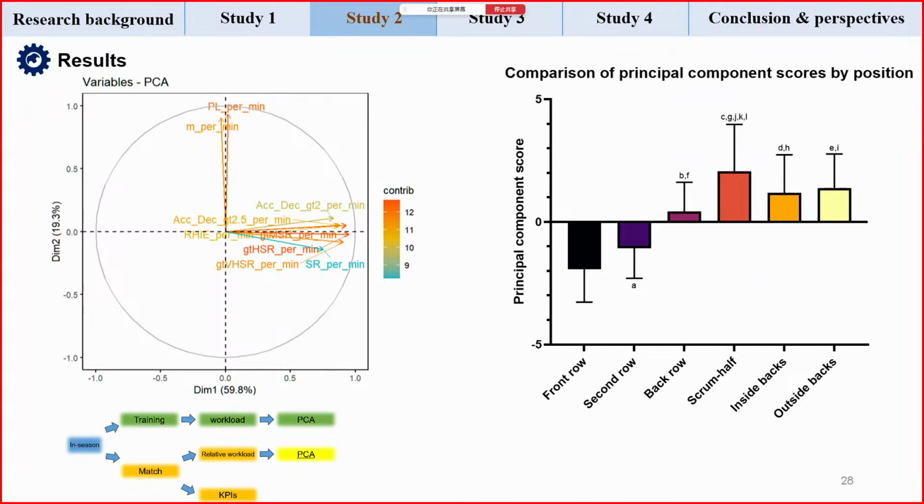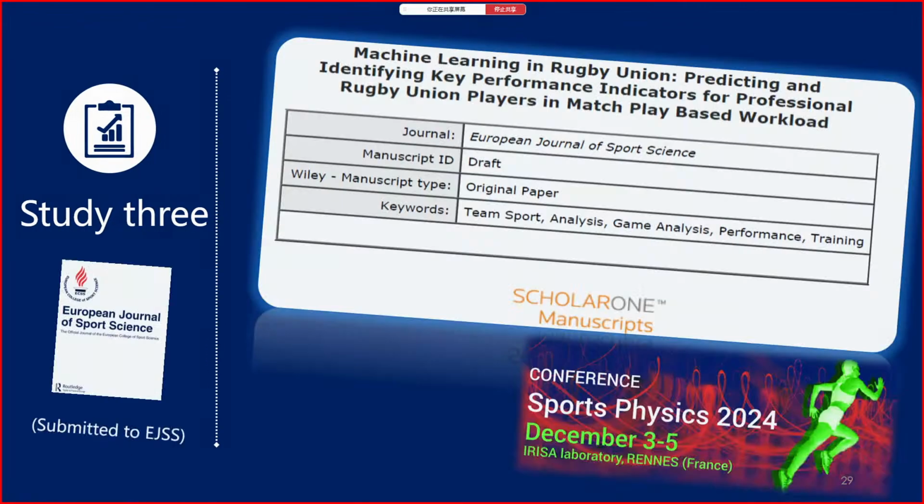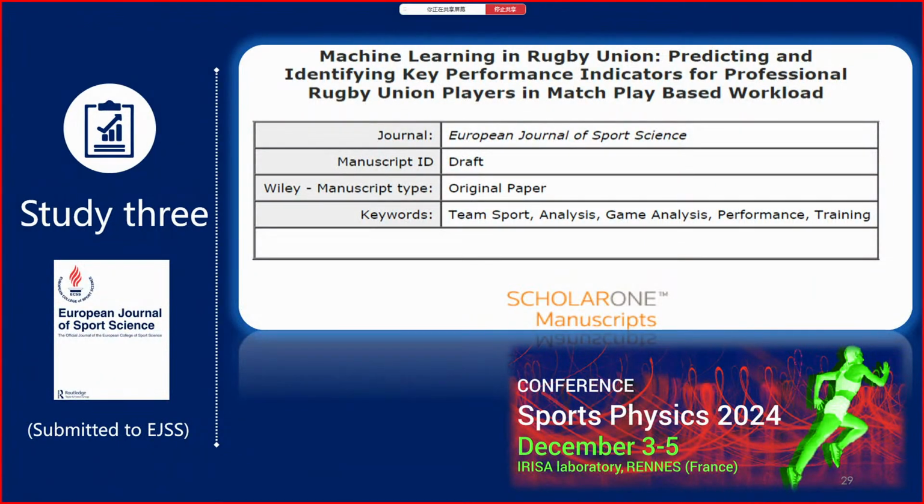Maybe PCA is quite easy, but when faced with dozens of GPS metrics, it is typically used to extract more core metrics, enabling the coaching staff to make quick decisions during training and matches. Study 3 has been submitted to the European Journal of Sport Science and was presented at the Sports Physics Conference last year. And this study explored how to use training load to predict match KPI by machine learning.